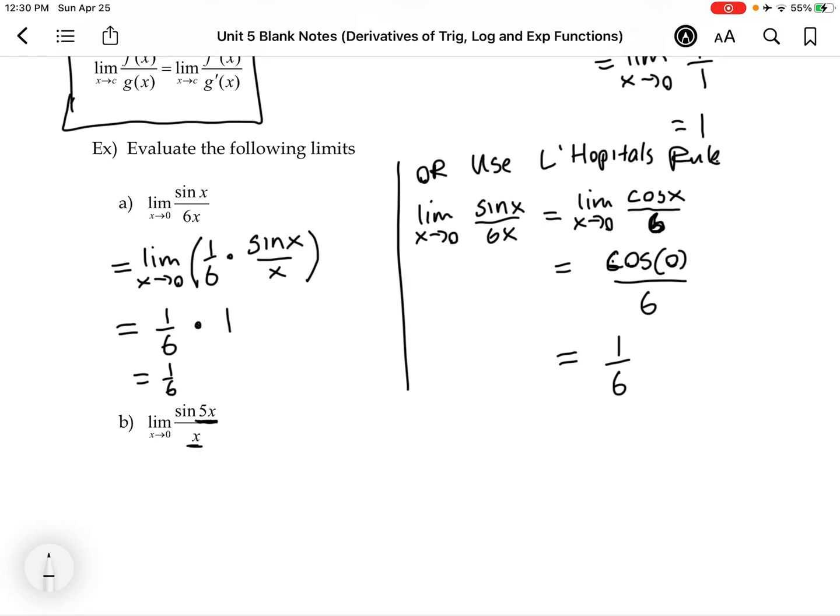Okay, now what we can do though is some sort of algebraic gymnastics to make those the same. To get a 5x in the denominator, we multiply the denominator by 5. And in order to not change the value of the limit, we have to multiply the numerator by 5 as well, because then we're just multiplying that limit by 1. Right? 5 over 5 is equal to 1. So this is going to become the limit as x approaches 0 of 5 sine of 5x over 5x.